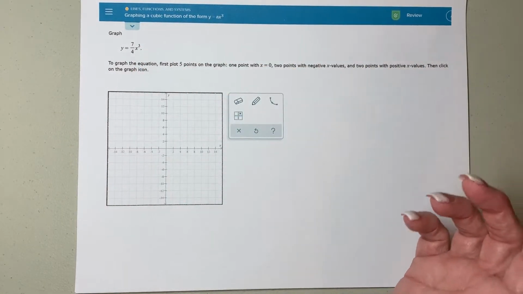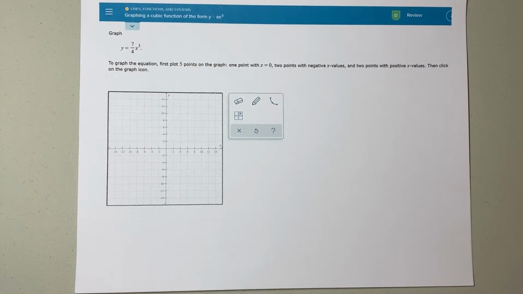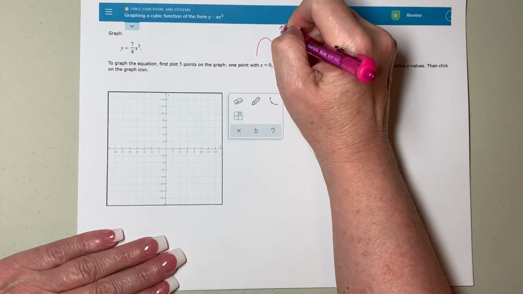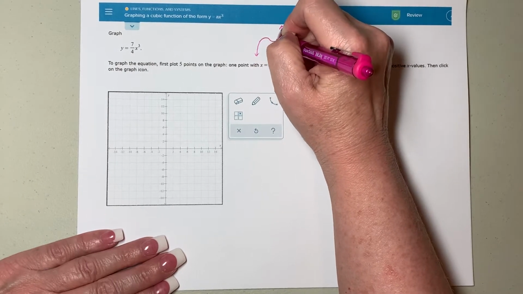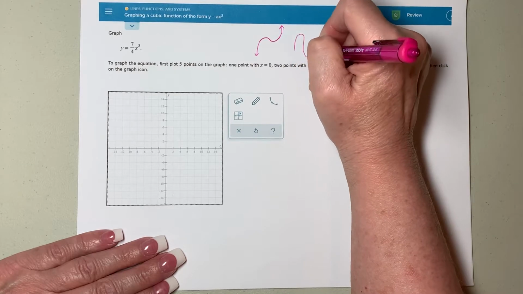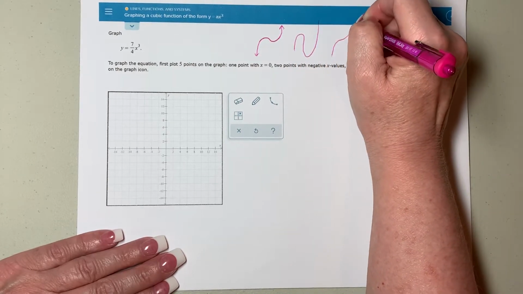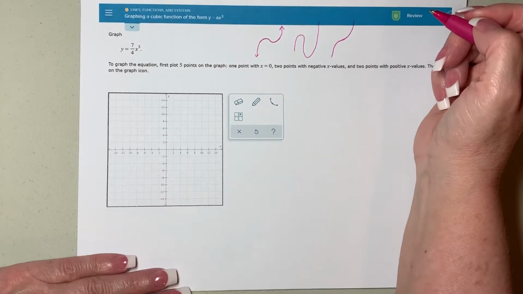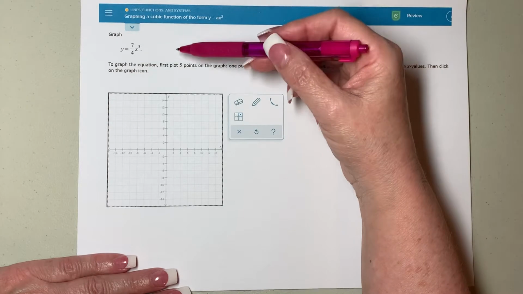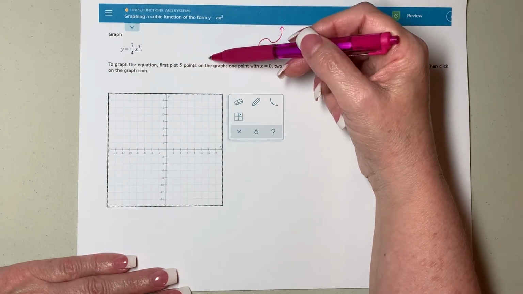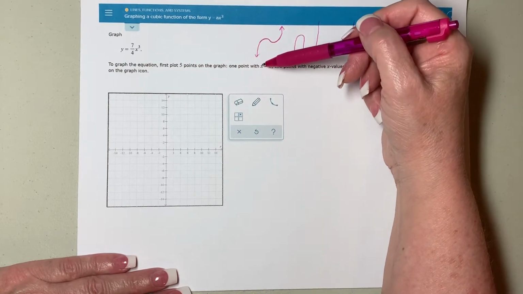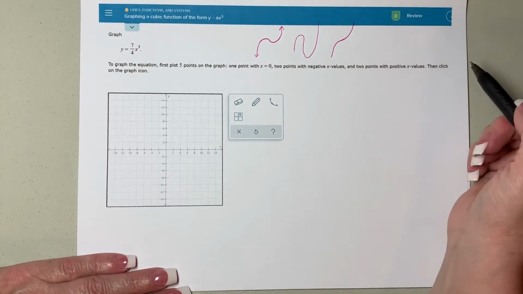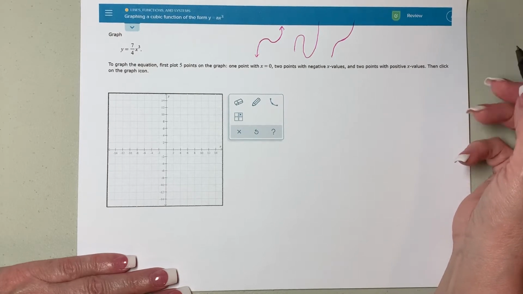It's the 7/4. And I'll just tell you right now that cubic equations kind of have an S shape to them. And this bend right here can be really pronounced like that, or it can be very short like that. Just depends. Anyway, it says to graph the equation, first plot 5 points on the graph, 1 point with x equal to 0, 2 points with negative x values, and 2 points with positive x values.